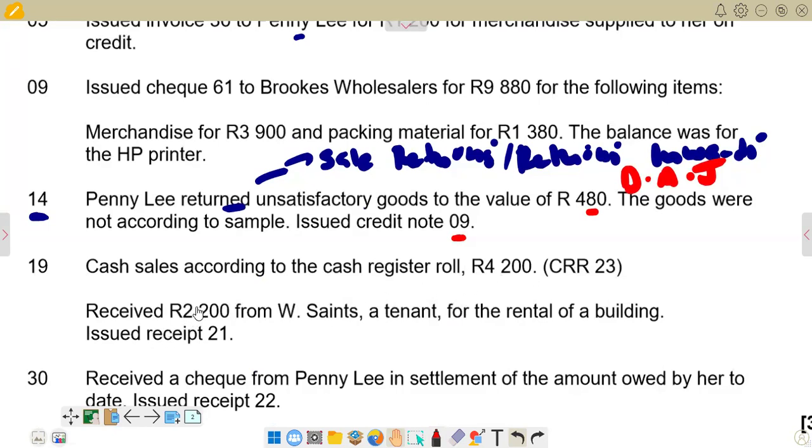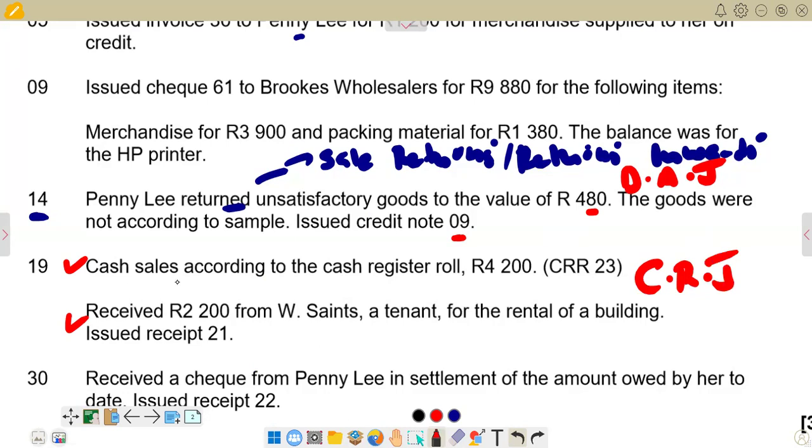Then under that we have another statement reading: received 2,200 rands from W, a tenant, with the rent of a building, and issued receipt 21. So we have two transactions here, this transaction and this transaction. In both of these transactions, we are receiving money. Whenever we are receiving money, it means we are going to record them in the cash receipts journal.